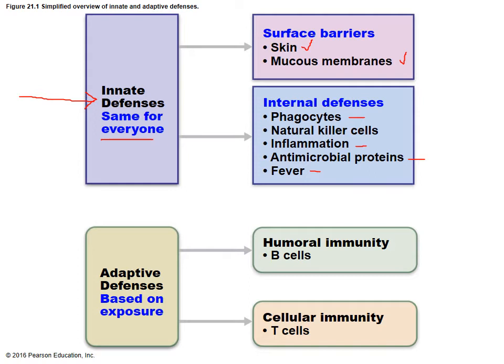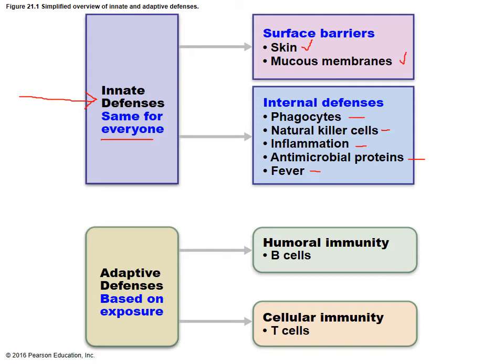And then we have these cells called natural killer cells. Some of you might remember the natural killer cells. They were mentioned in chapter 17 when we discussed blood. They are specific lymphocytes that are able to identify any type of cell that doesn't belong to the body, and they go ahead and attack it. But they don't do phagocytosis. They have another way of inducing apoptosis, which we'll discuss in a little bit. Either way, these phagocytes, these natural killer cells, the method of inflammation, fever induction, and the use of antimicrobial proteins, those are all seen in every single human being, so they are an example of an innate defense.